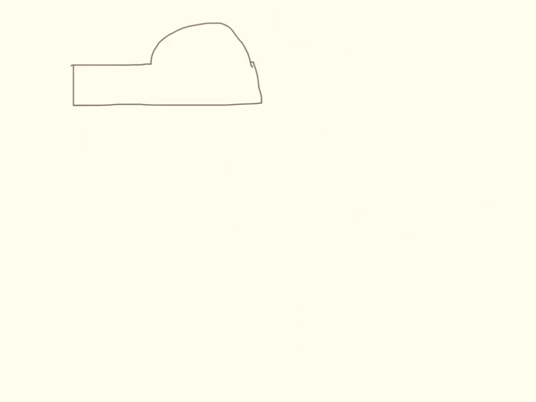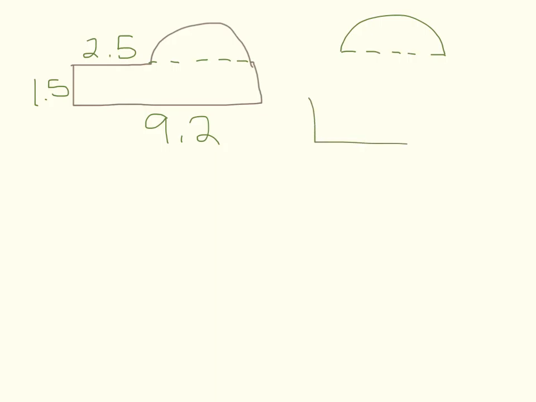Let's look at an example of a shape that contains a semicircle. So we're going to have 9.2 along the bottom. We're going to have 1.5 up the height, and then this little distance here is going to be 2.5. Well, when we divide it into two shapes, we know that we have a semicircle with an unknown value, and we have a rectangle with 9.2 and 1.5. So we're going to find the area of the rectangle first. 9.2 times 1.5 will give us 13.8.